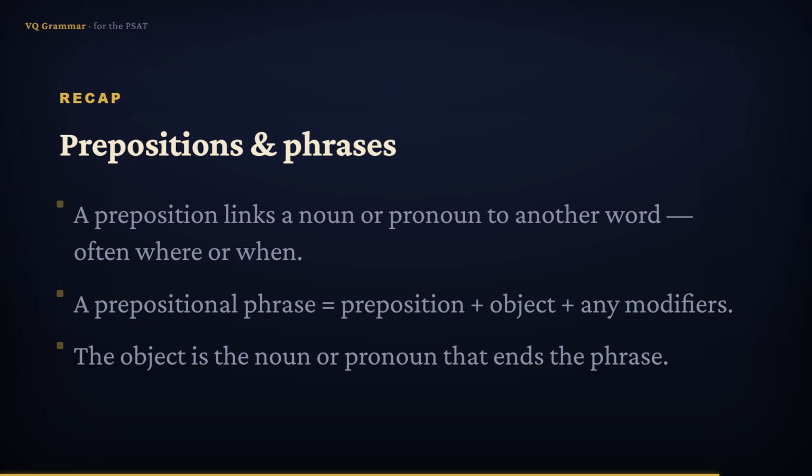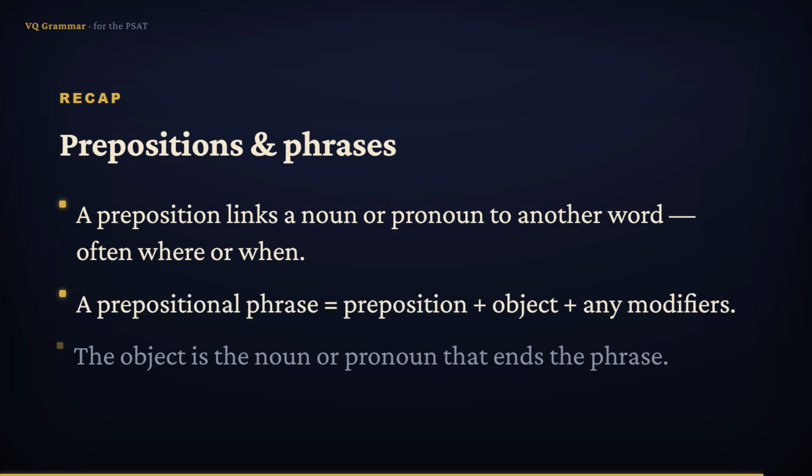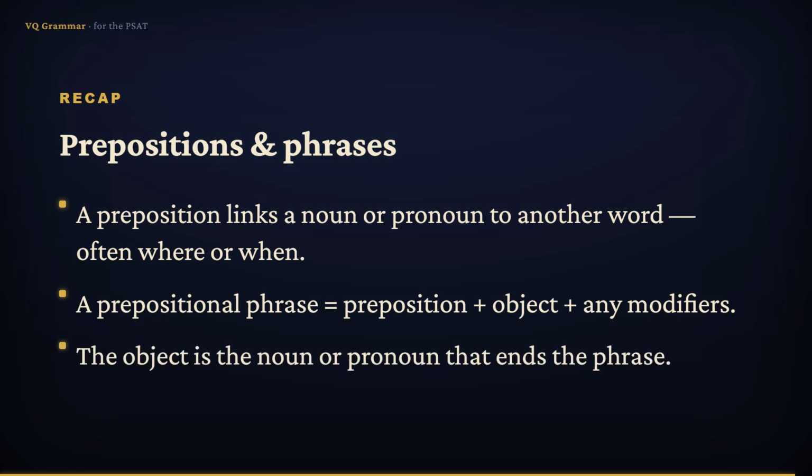Let's wrap up. A preposition is a small word that links a noun or pronoun to another word, very often showing where or when, words like in, on, under, before, and during. A prepositional phrase begins with that preposition and runs to a noun or pronoun called the object, with any modifiers in between. To find the object, just go to the noun or pronoun that ends the phrase. Small words, big jobs. Great work!